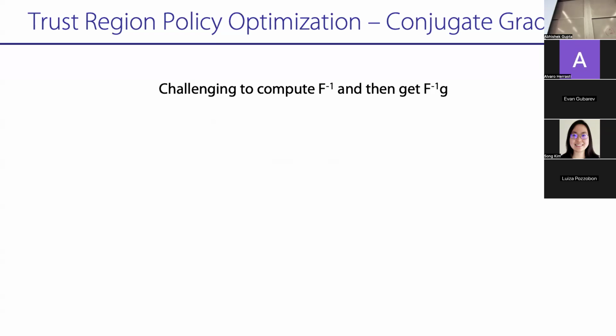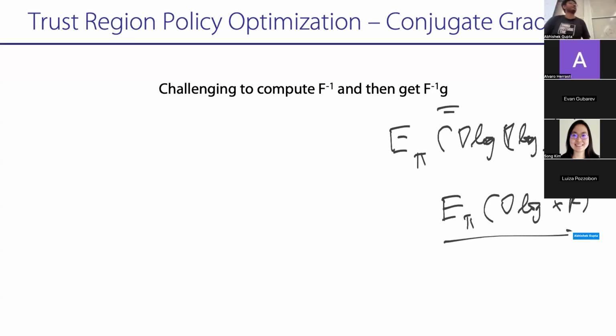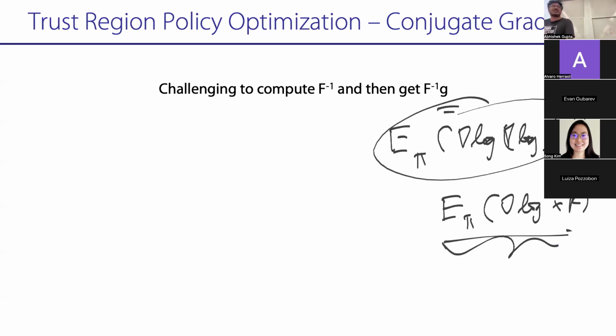Yeah, F inverse is going to be your expectation of grad log transpose, and G is going to be expectation of grad log times R. Yeah, good question. So you can think of this as your gradient, and this is the thing that's rescaling the parameter terms so that they matter equally to the function.